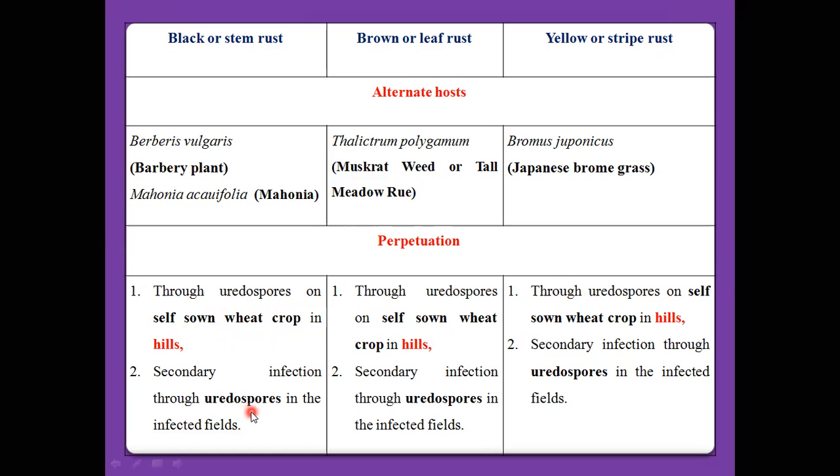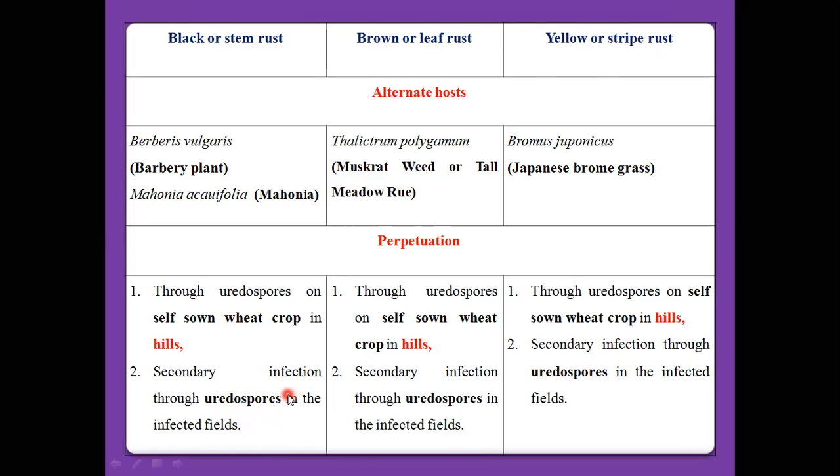And secondary infection: the uredospores are generally present, and these uredospores develop in the uredopustules. So this number of uredospores is generally liberated or released through the breakdown of the layer of the uredopustules and lands on healthy plants. Okay, so in this way the healthy plants get infected. So in this way the disease spreads from one plot to another plot, or one field to another field, or one plant to another, through airborne or windborne uredospores.